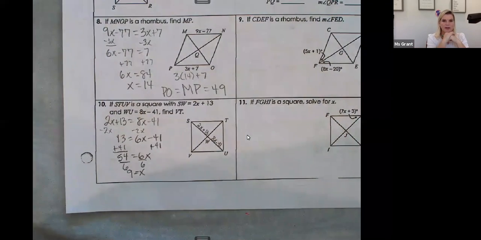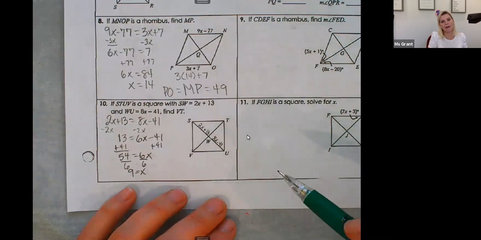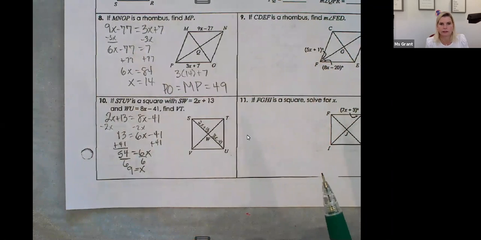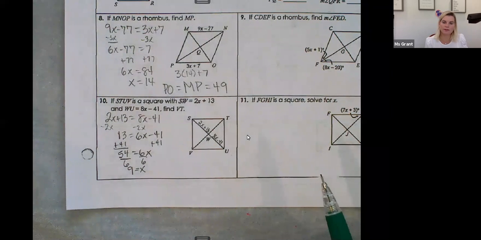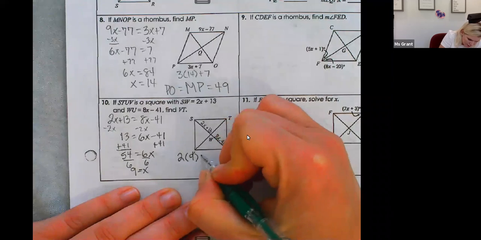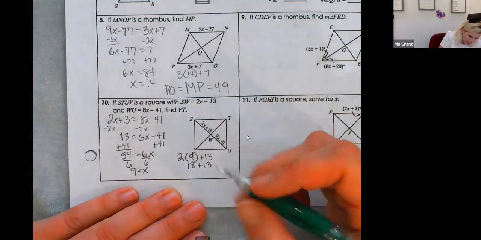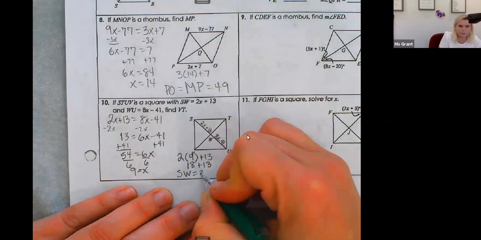What's the question asking? VT. The diagonals are the same size. SU is the same as VT, but I don't know how long SU is. I only know x is 9. So I need to maybe find one of the sides and double it, like one of the halves, like this is half of the diagonal. 2 times 9 plus 13. 18 plus 13. So it's 31. So that means half of it is 31. SW equals 31.